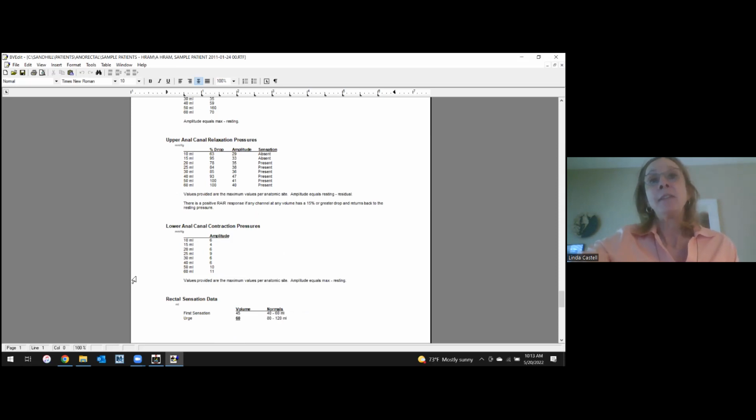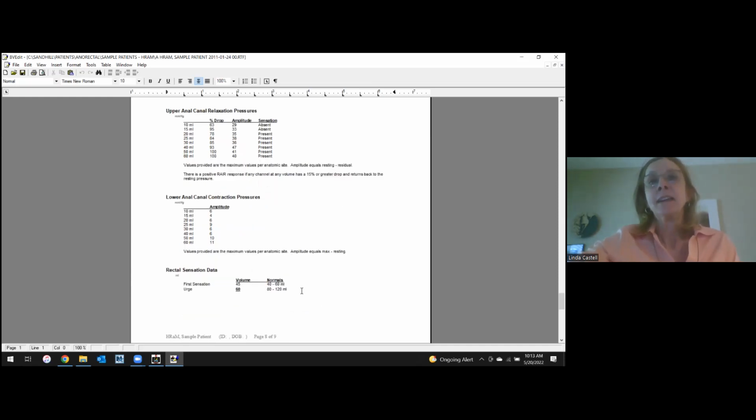Now this lower anal canal contractile pressure is the external anal sphincter contracting just momentarily when it feels the rectal distension with RAIR. Any positive numbers here mean that reflex, kind of subconscious contraction, is present. If it was all zeros, then this patient could benefit from biofeedback.